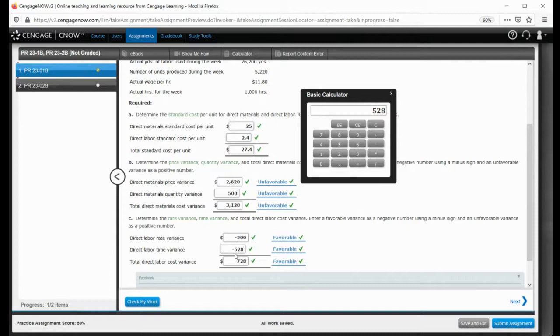It gives you that $528. It's a negative amount because it was favorable, the actual hours were less than the standard hours. And that's why it's a negative amount here or a favorable amount of $528. Does that answer your question?